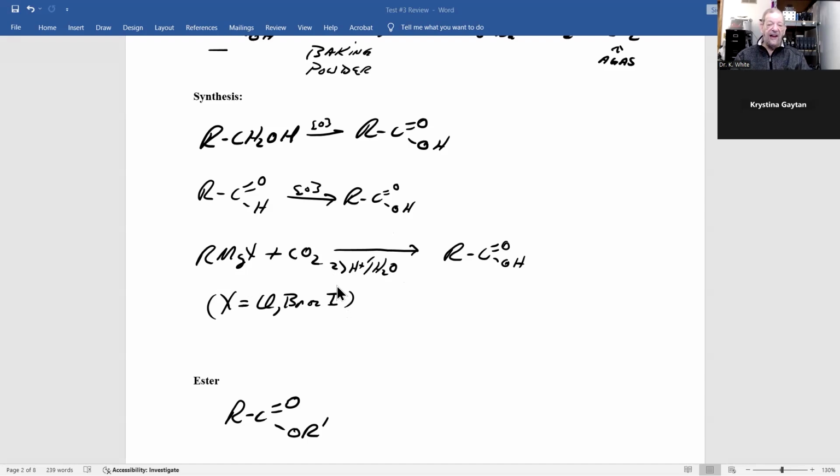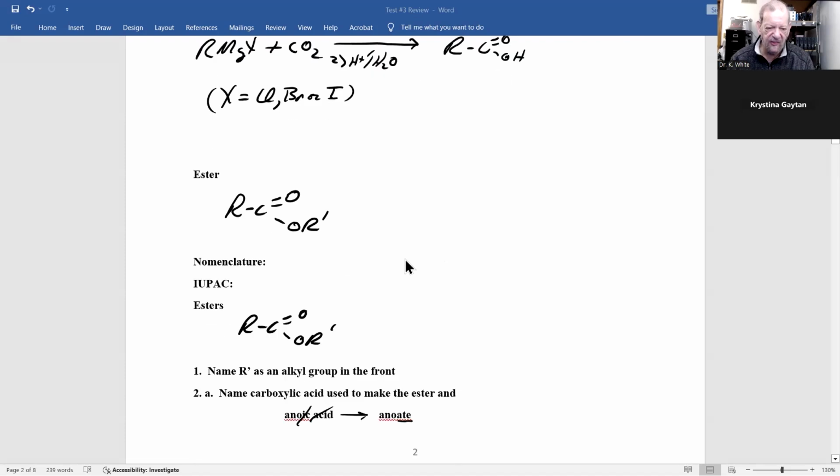And those are the reactions to make carboxylic acids. Now, a derivative of a carboxylic acid, something that's made from it, is an ester. An ester has a carbonyl group with an R group, and then to the carbonyl group you have an oxygen, then R prime. Remember, R means anything with carbon and hydrogen in it.